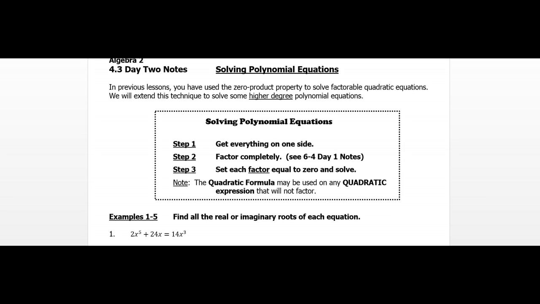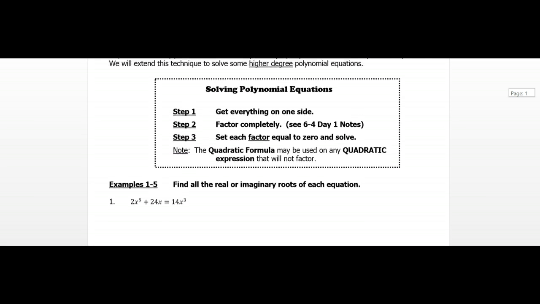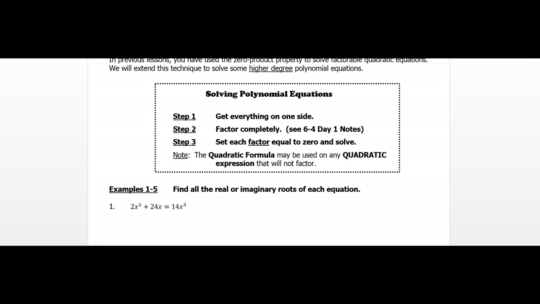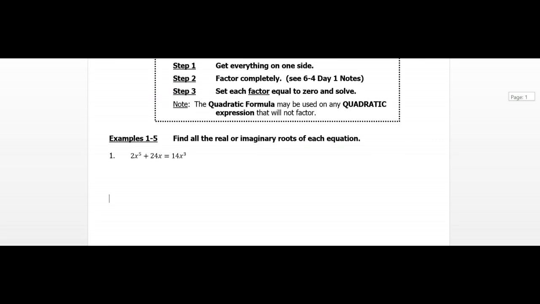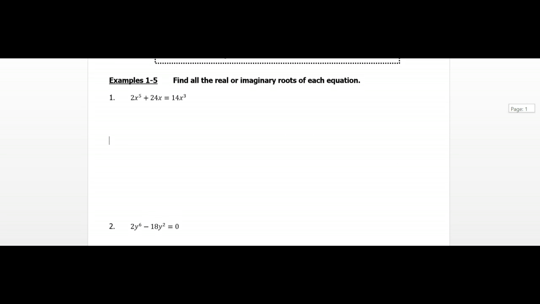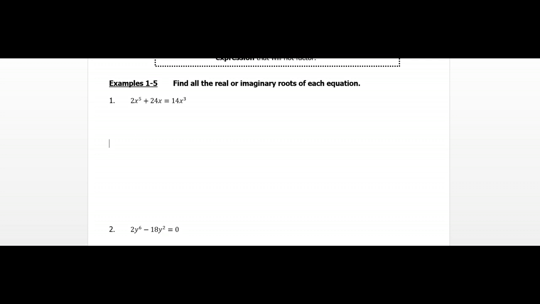Step 1 is to get everything on one side, so we're going to set one side equal to 0, just like we do with quadratics. Step 2 is to factor completely, and then step 3 is to use the zero product property and solve each factor that you end up getting. Okay, so I'm going to jump right down to example 1 and show you how this works.